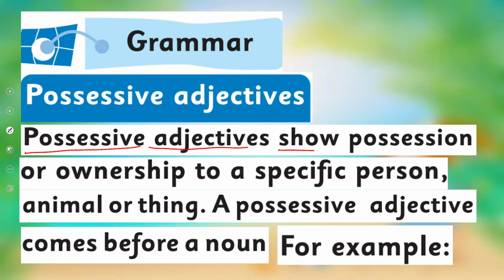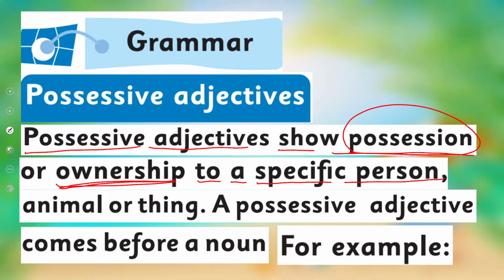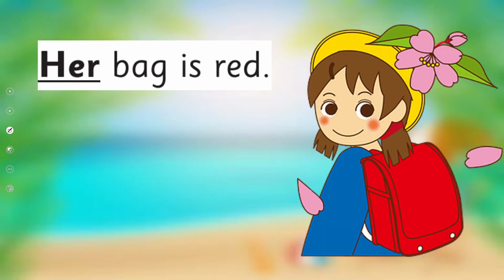Possessive adjectives show possession. And what is possession, by the way? It's ownership, okay, to a specific person, animal, or thing. A possessive adjective comes before a noun. Okay, it comes before a noun. For example, her bag is red. Now, her bag, this is a possessive adjective. It is coming before this noun.